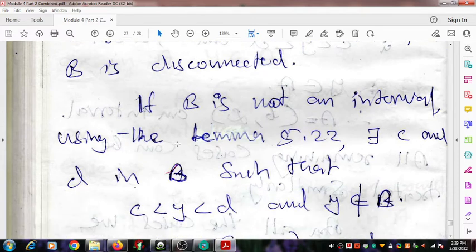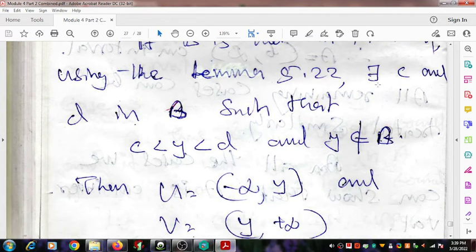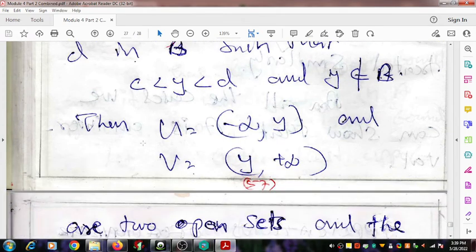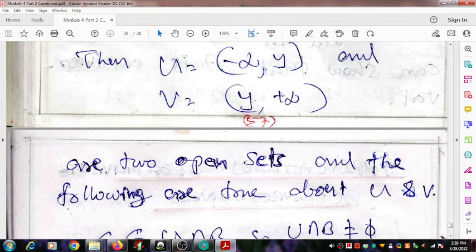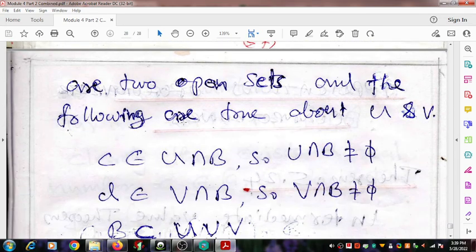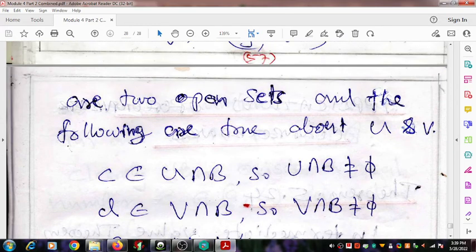Suppose B is not an interval. Using Lemma 5.22, we can choose numbers C and D in B such that C is less than y less than D, and y is not an element of B, because B is not an interval. Then we can define U equal to the open interval from minus infinity up to y, and V equal to the open interval from y up to plus infinity. These are two open intervals, and the following are true for U and V.